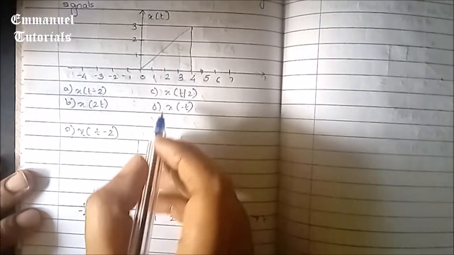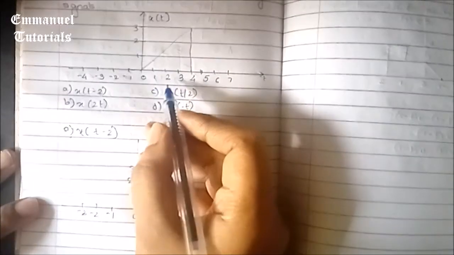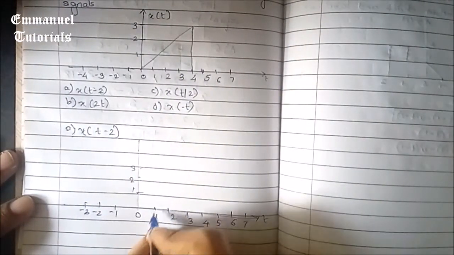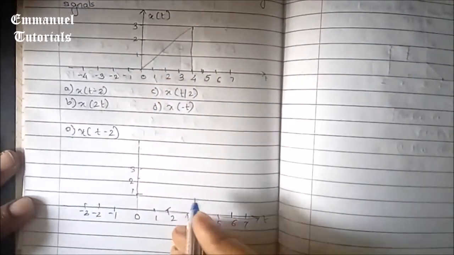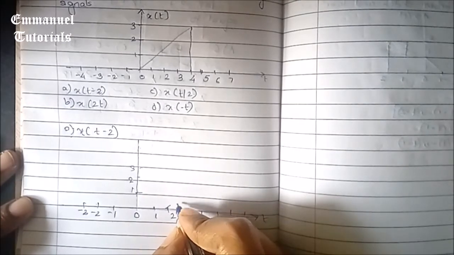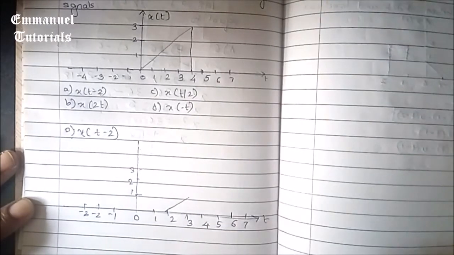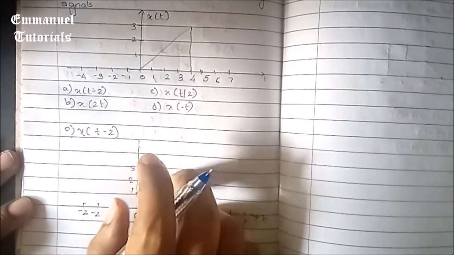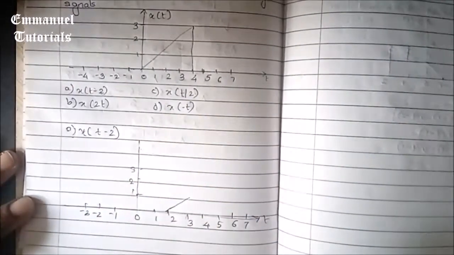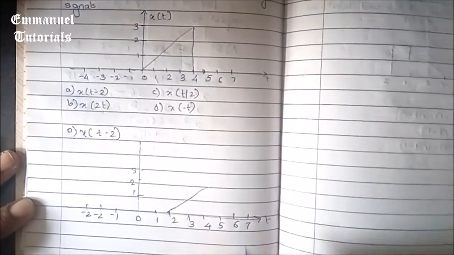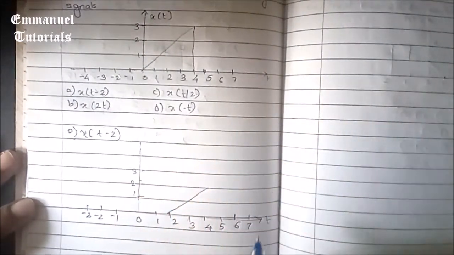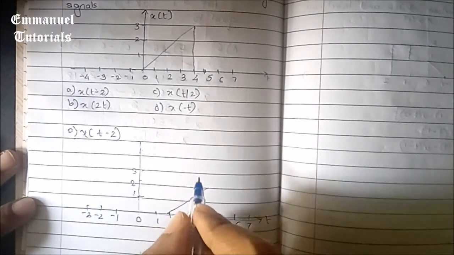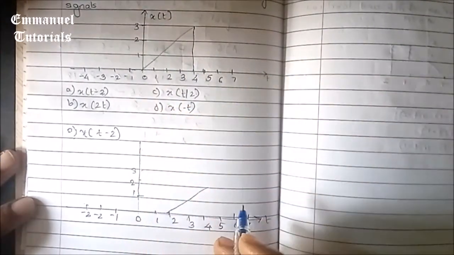Now what's going to happen? The signal at 0 will appear at 0 plus 2, that is at 2. So the signal will be here. Also, the signal at 1 will appear at 1 plus 2, that is 3. So it's going to be something like this. The signal at 2 will appear at 2 plus 2, which is 4. The signal at 3 will appear at 3 plus 2, which is 5. And at 3 the amplitude is 2.